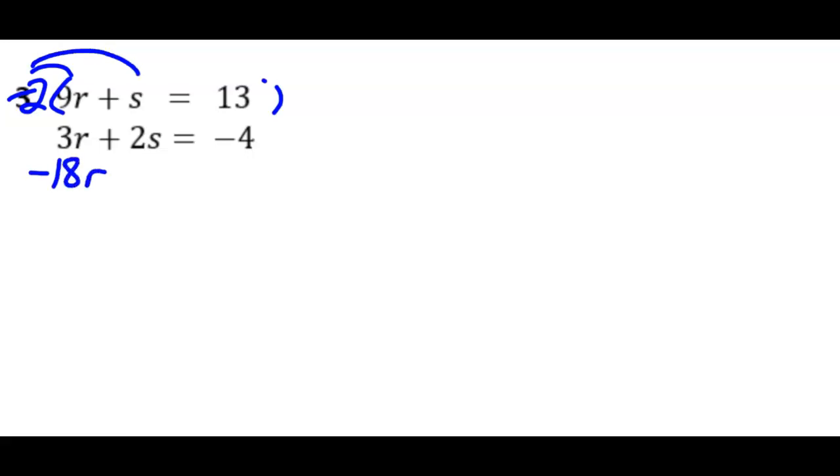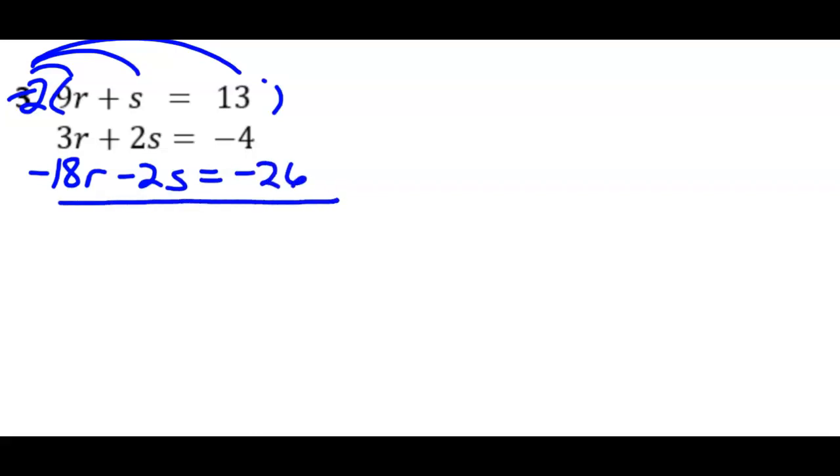What's my s term going to be? -2s. Yeah. -2 times 13. -26. And now I'm going to add those together. This way, if I multiply the top equation, I don't have to rewrite it because that bottom equation is there. Just pretend that's not there. So now I'm just looking at this right here and adding those together. Okay? What am I going to get?